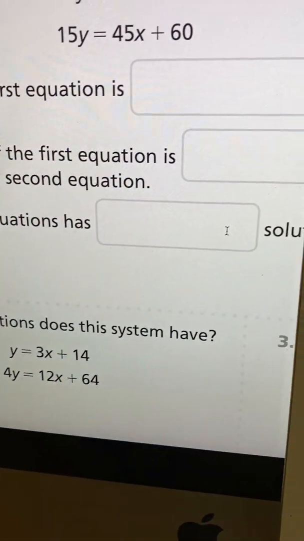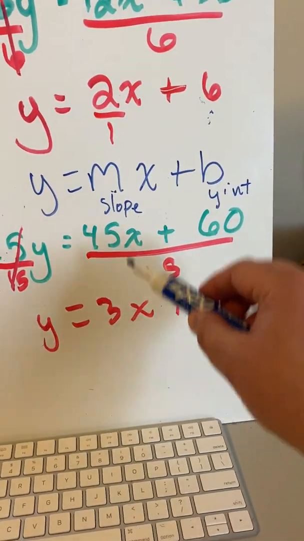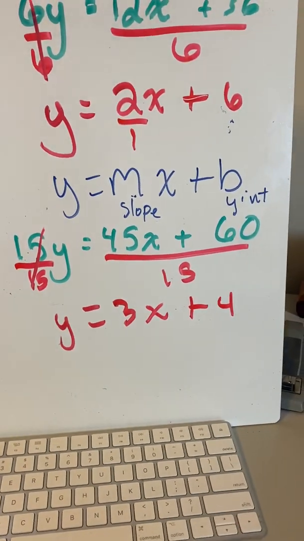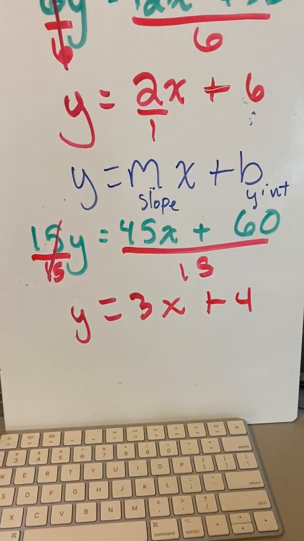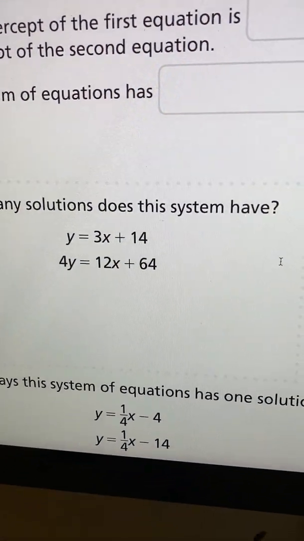They are different. Now, the system of equations has how many solutions? Being that they have different slopes, they have one solution, period. That's it, one solution. Now, number 2, how many solutions does this system have?